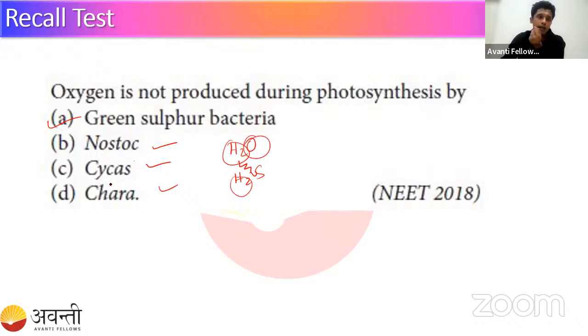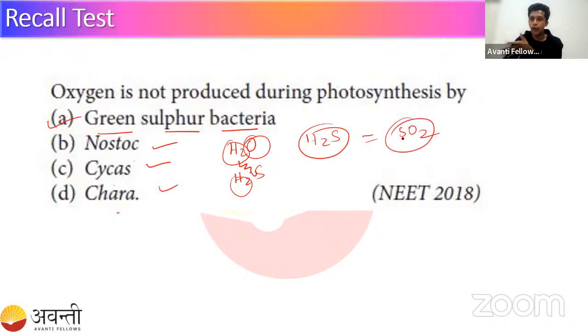In Nostoc, Cycas, and Chara, they use water. Okay, they use water for the process of photosynthesis. They reduce water for the process of photosynthesis. Whereas green sulfur bacteria live in acidic environments where they try to reduce something called H2S or sulfur dioxide. Okay, that is why they do not release oxygen. They use H2S, and then they release SO2 as the byproduct, not O2. Okay, so our option is A.